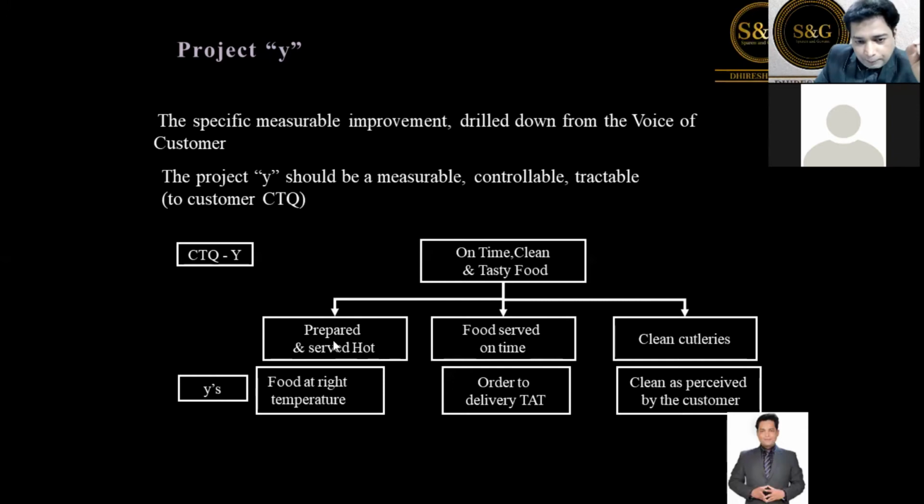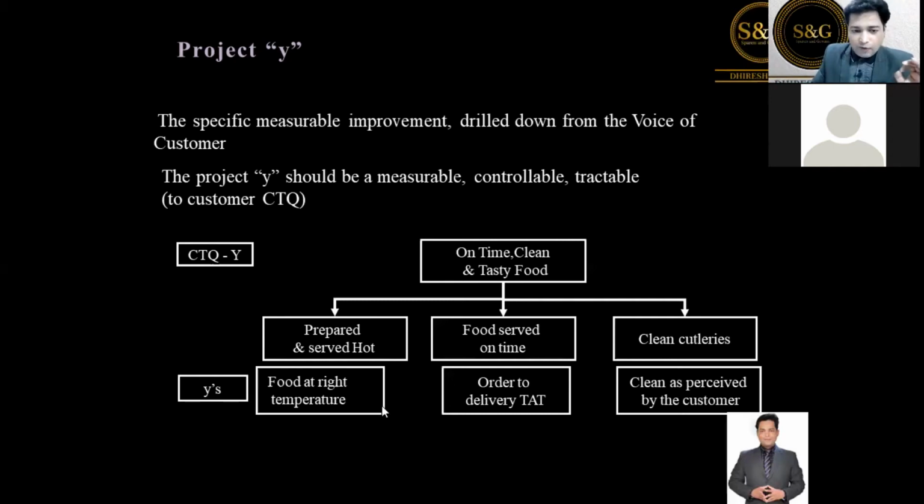One is preparing the hot food, so temperature comes into the picture. Second would be served on time, which is broken down. Third one is clean cutlery or hygiene coming into the picture, the surroundings being very hygienic, clean and neat. Fourth could be the taste of the food, so the fourth defect opportunity could be if the food is not tasty.